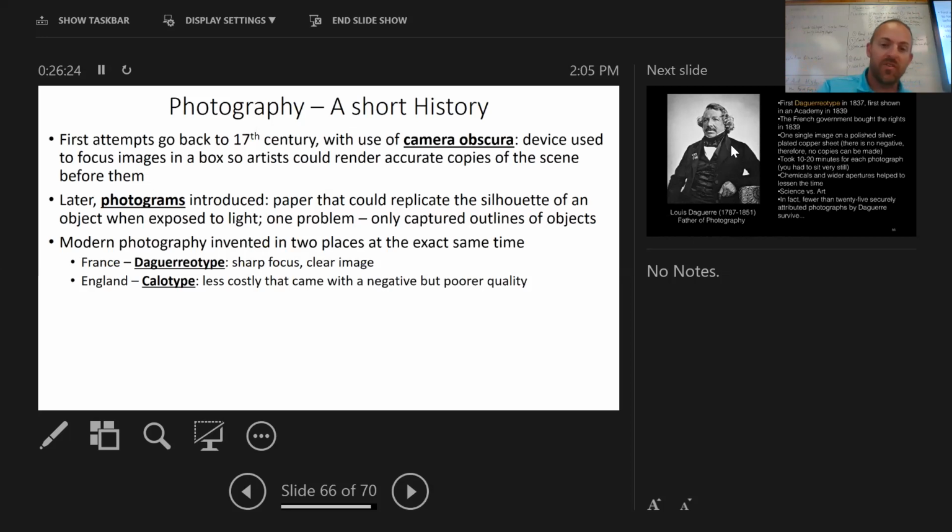So modern photography gets invented in the 1800s. So we move into the 1800s, right? And it gets invented in two different places at the exact same time, France and England. So with the French, we're going to focus mostly on the daguerreotype, Louis Daguerre.